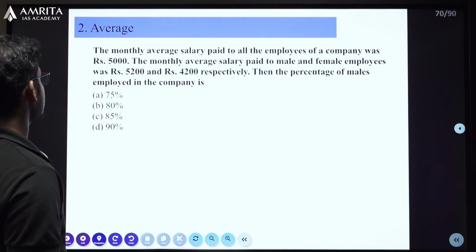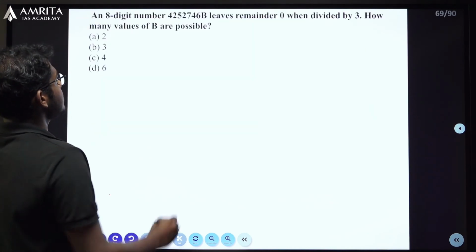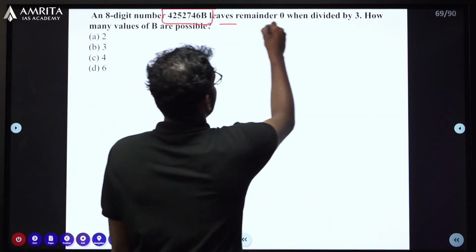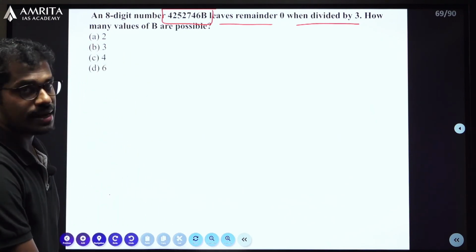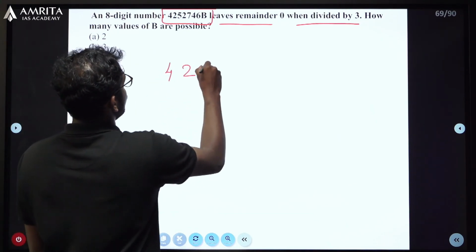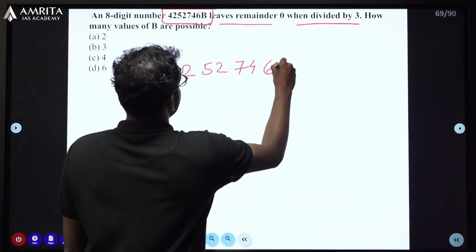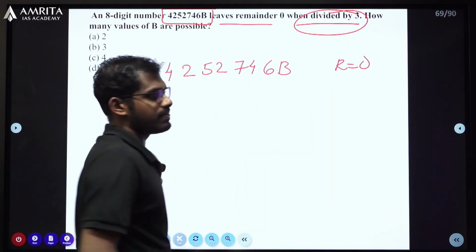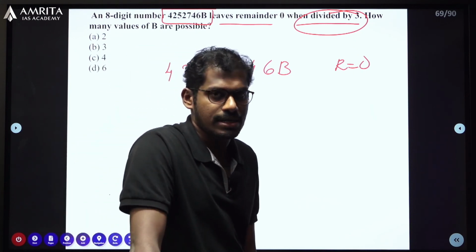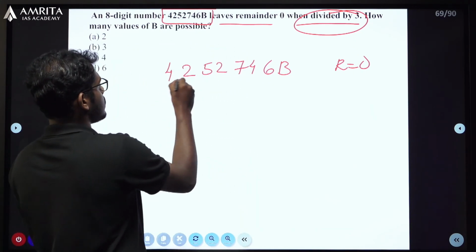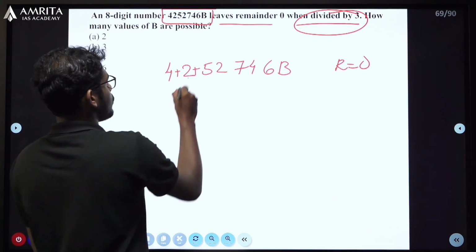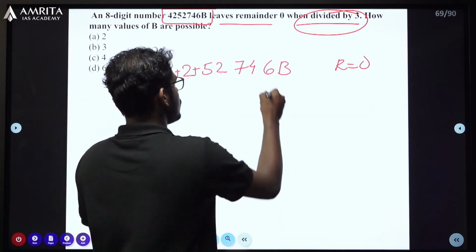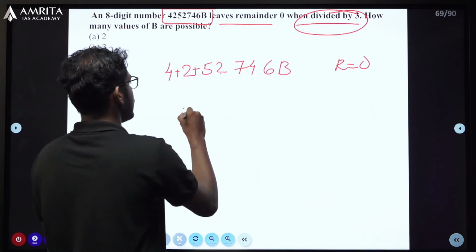I think this is the last question. An 8-digit number 4252746b leaves remainder 0 when divided by 3. How many values of b are possible? The divisibility rule of 3 is that the sum of digits is a multiple of 3. Clear? Okay. So let's add the digits. 4 plus 2 is 6, 6 plus 5 is 11, 11 plus 2 is 13, 13 plus 7 is 20, 20 plus 4 is 24, 24 plus 6 is 30.